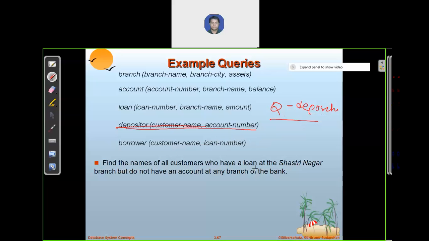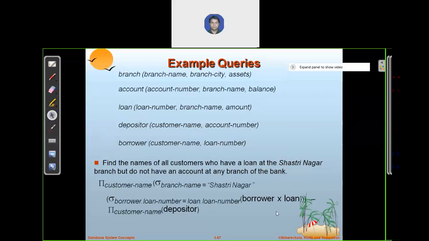Is it clear what I am telling? Okay, if it is not clear, don't worry. See the query. First, this is the query we have written for the previous example, and out of this we have just subtracted the customer names who have an account.